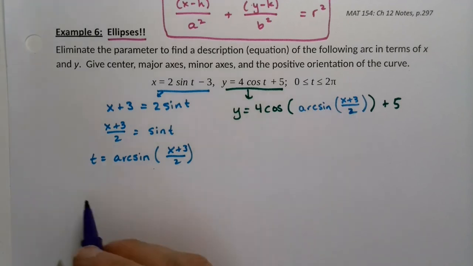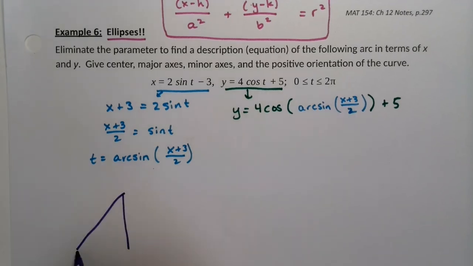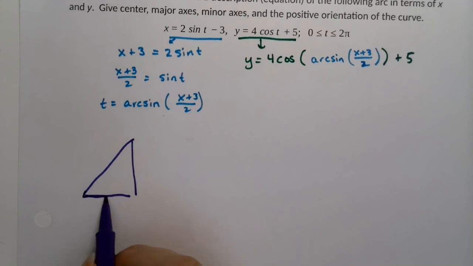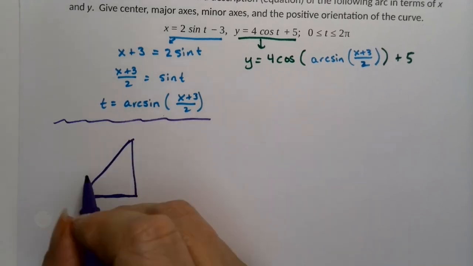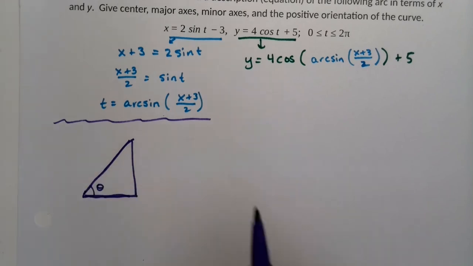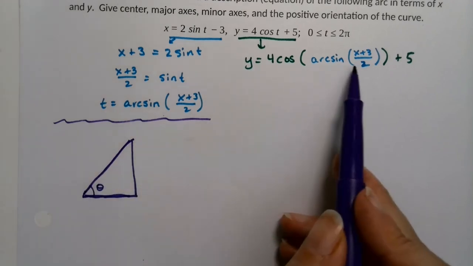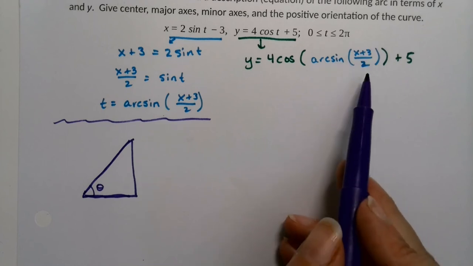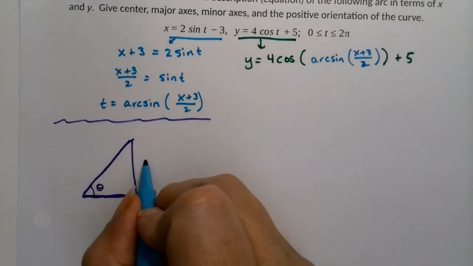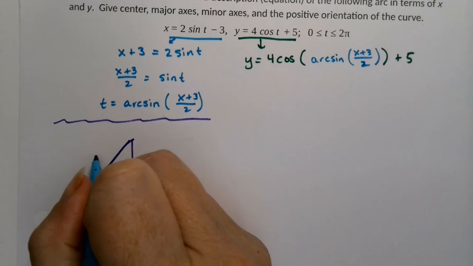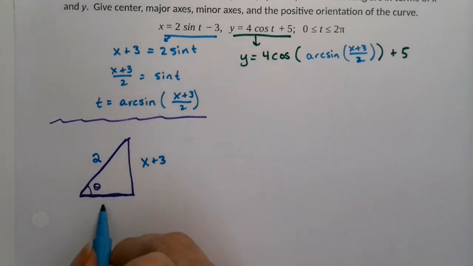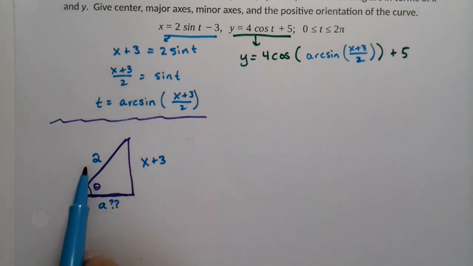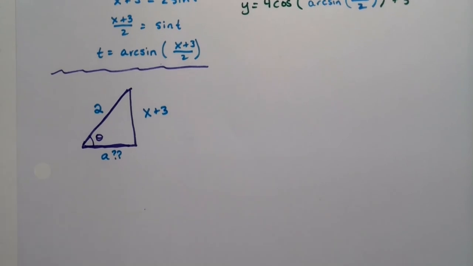So this is some angle. Let's draw a little triangle for ourselves. Hopefully a little less wobbly than the one I just drew. All right, so we have some angle theta. I know that theta has a sine that is (x plus 3) over 2. So that means its opposite is x plus 3, and the hypotenuse is 2. If I want to find the cosine, I'm going to need to know this side right here, because cosine is adjacent over hypotenuse. So I'm going to have to use the Pythagorean theorem.